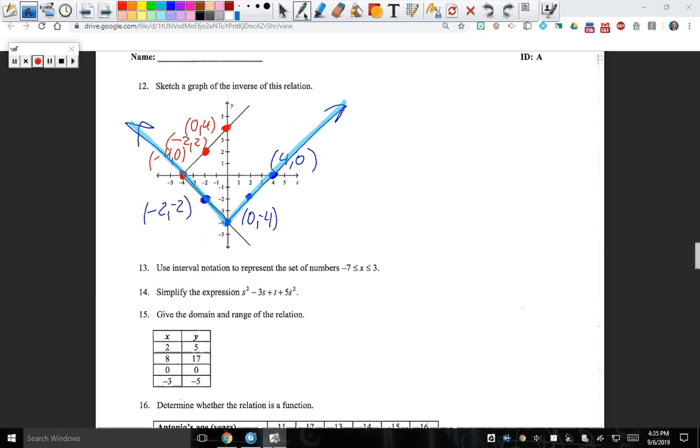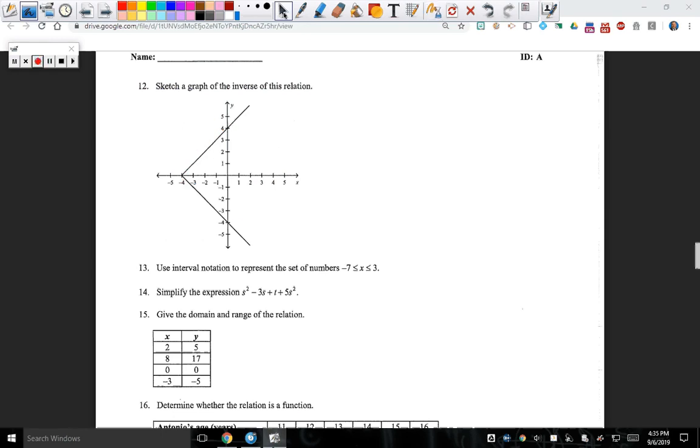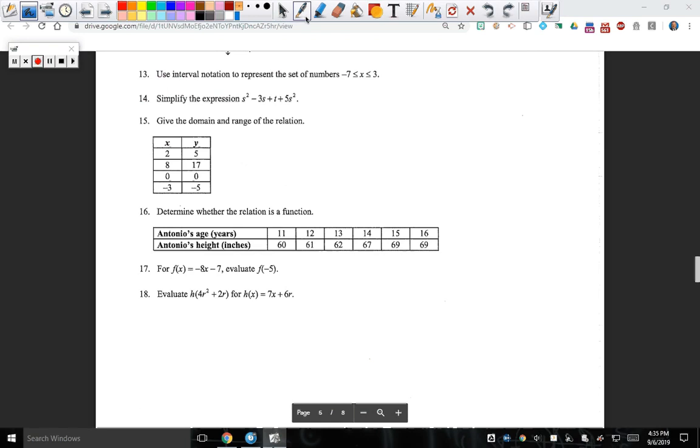All right. So number 13. It says use interval notation to represent the set of numbers of x's between negative 7 and 3. Okay? So let's move this up just a little bit. So if we're going to use interval notation, we're thinking about parentheses or brackets, one of the two. So if I'm going from negative 7 all the way to 3, and it's basically looking at visually like at negative 7, it's going to be closed.